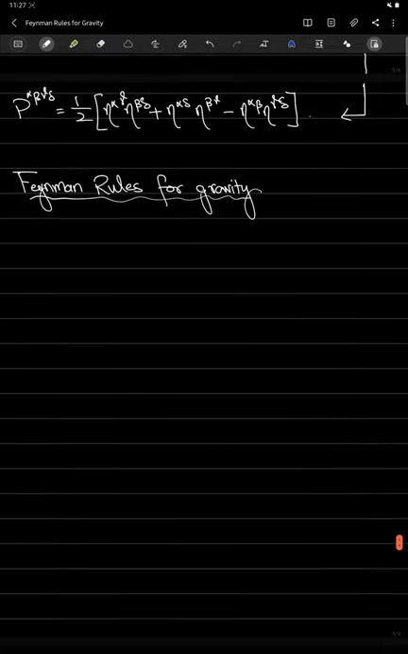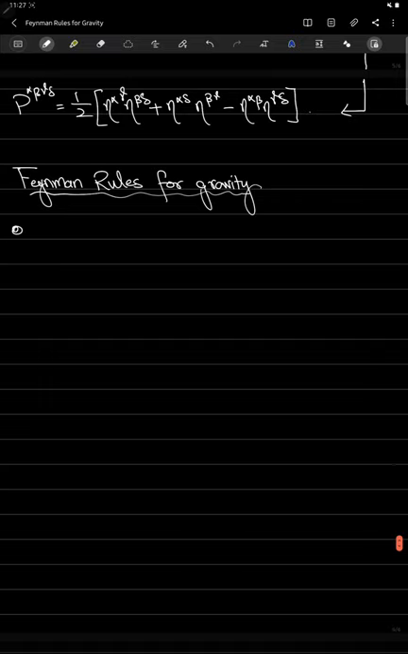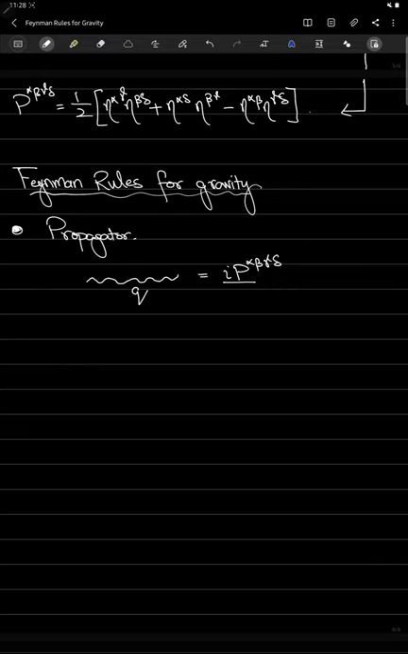First of all, you have a propagator. So for a propagator, let's say it's represented by this wiggly line and it carries some momentum q, so that's just equal to iota P_{αβγδ} over q squared. So that's what your propagator is.